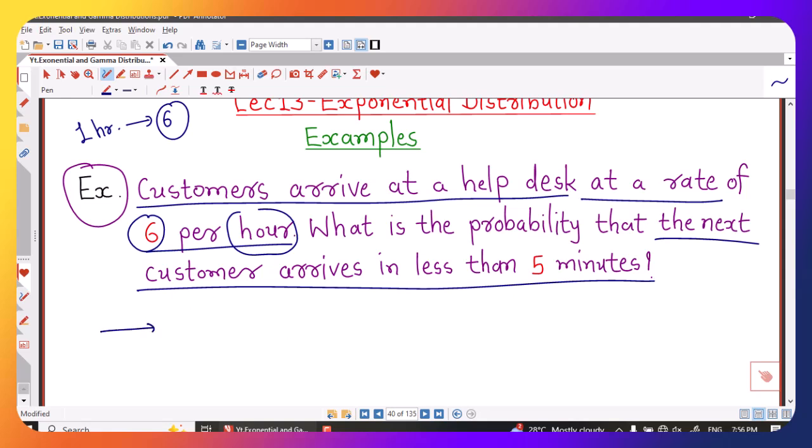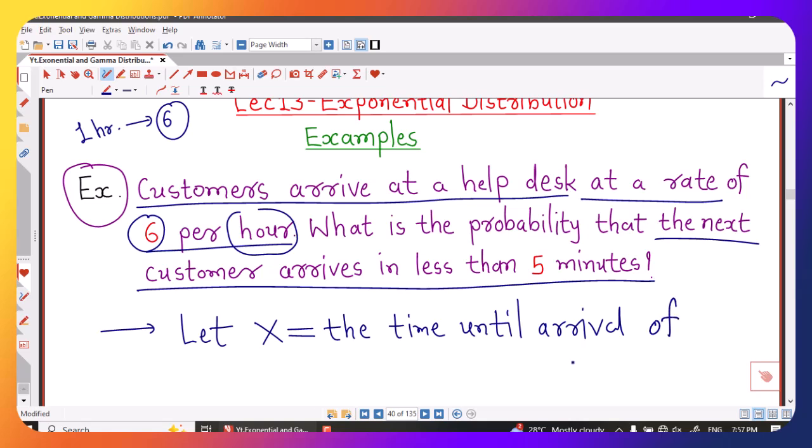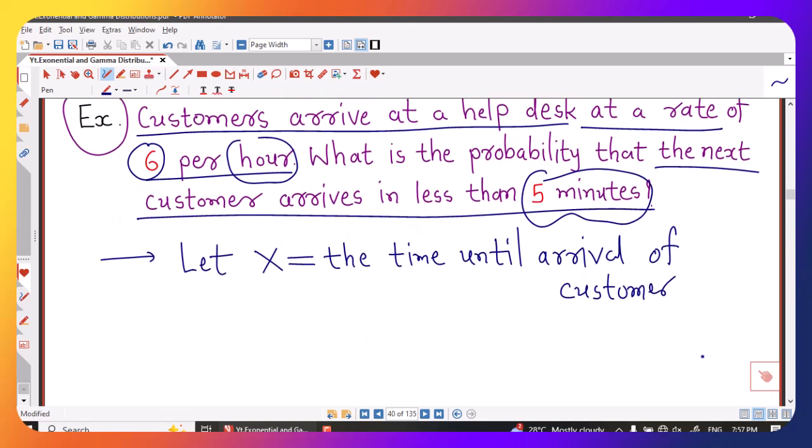So first we define our random variable capital X. Here we are talking about the time until the customer arrives. So we consider capital X as the time until the customer arrives. And here we are asked to calculate this probability in minutes, so our unit is minutes. This is our capital X, the time until the arrival of customer in minutes.